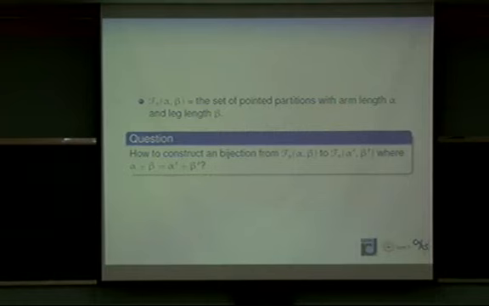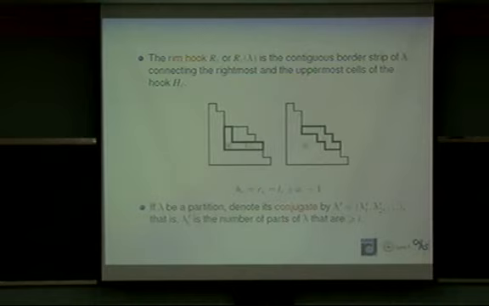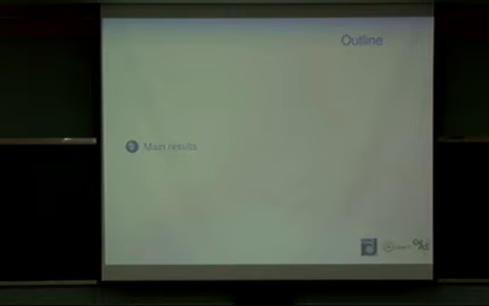We need one more definition. Limb hook means a border strip like this, but connecting the rightmost and the uppermost cells of the hook, like this. And in this case, the limb hook is here. And actually, limb hook length and hook length are equal. Okay. And another definition is conjugation. Yeah, transposition of a Young diagram is conjugation. Next section is the result.